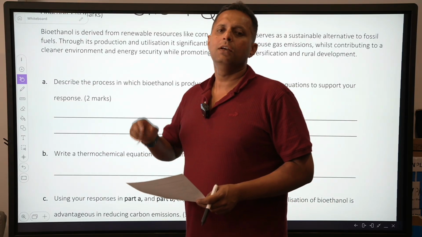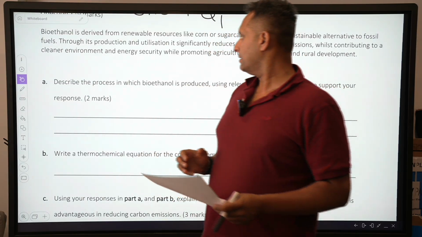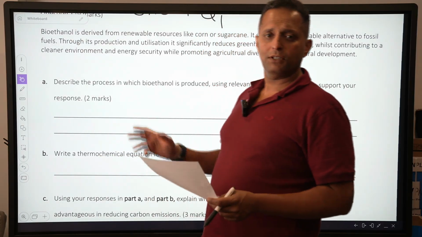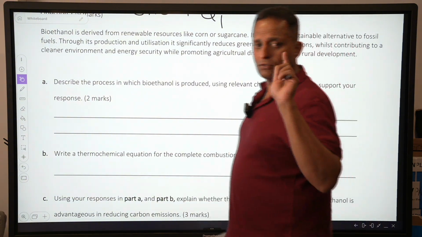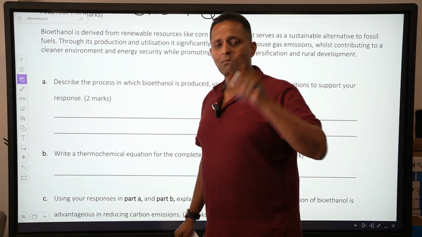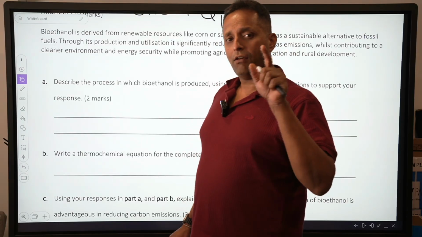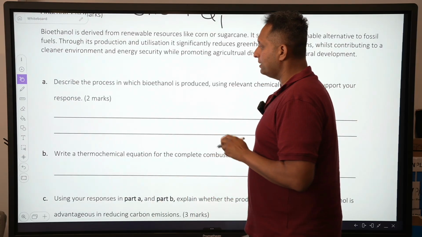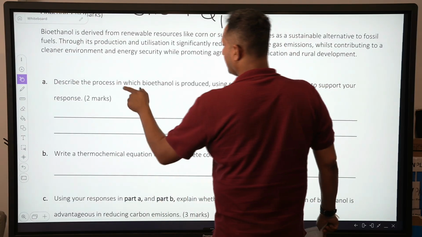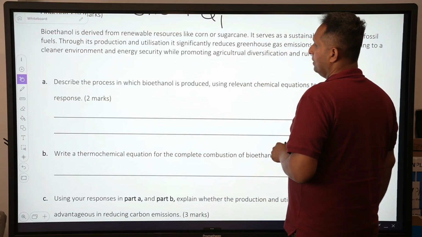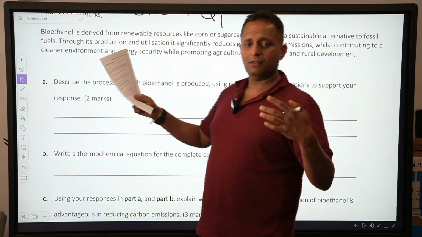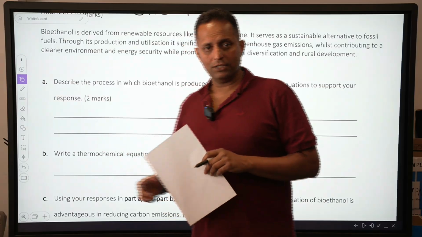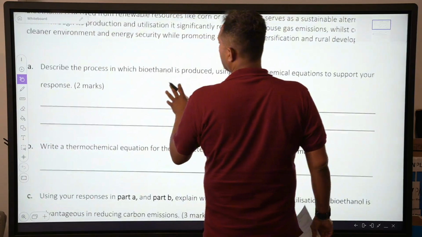Fermentation. Let's be more precise. It's fermentation, but anaerobic fermentation should be the answer. You get 1 mark for saying anaerobic fermentation. After that, what is the other mark for? You have to write the balanced chemical equation to show the anaerobic fermentation. Is that clear?